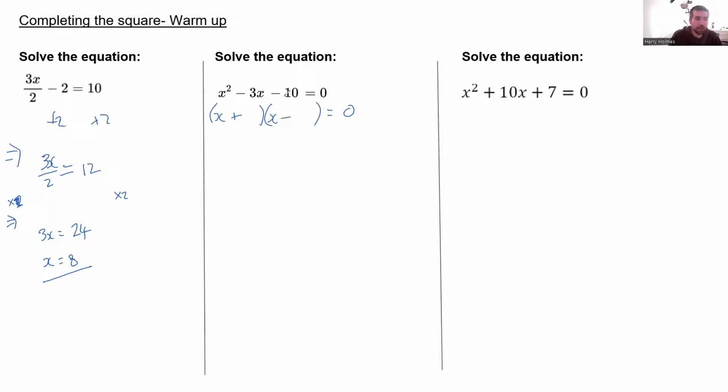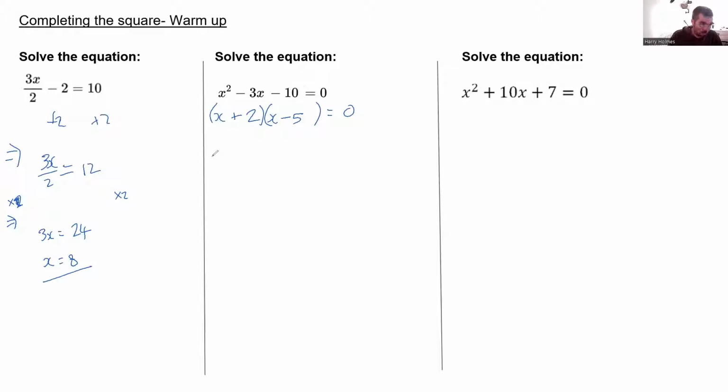And then finally, they times together to make 10. But when we times that number by this x and this number by this x, we end up with minus 3x. So it's going to be 5 and 10, with the 5 being negative and the 2 being positive, 5 and 2. And then that gives us two solutions.